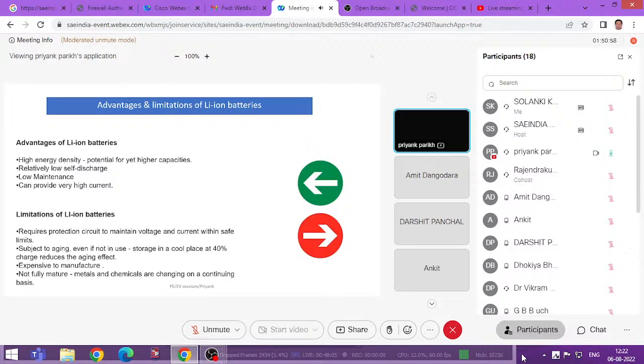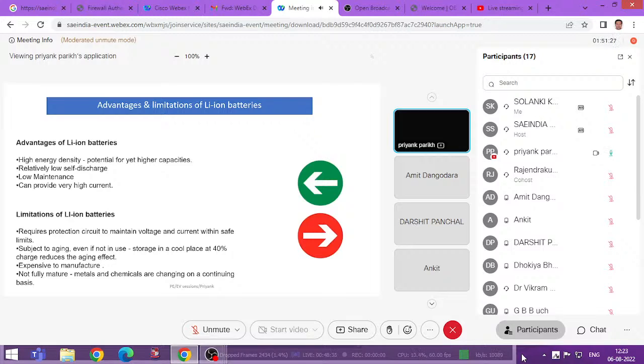So, certain advantages and limitations of lithium-ion batteries. First is high energy density. We have already studied in the previous slides that it has a very high energy density. And the good thing is that the potential for still higher densities is yet to be explored. So we cannot say that we have got the maximum out of lithium ion batteries, we can still explore the potential of these batteries.